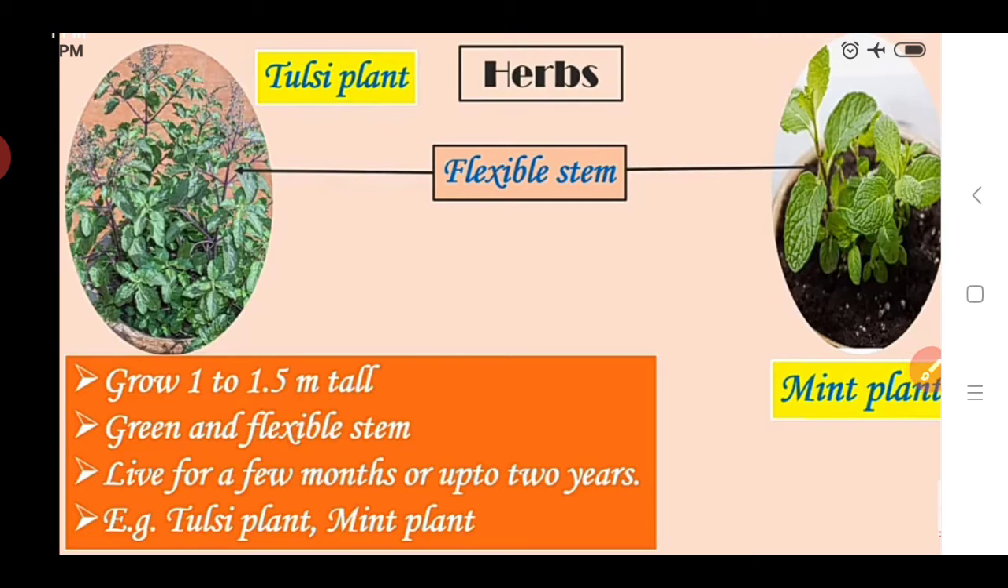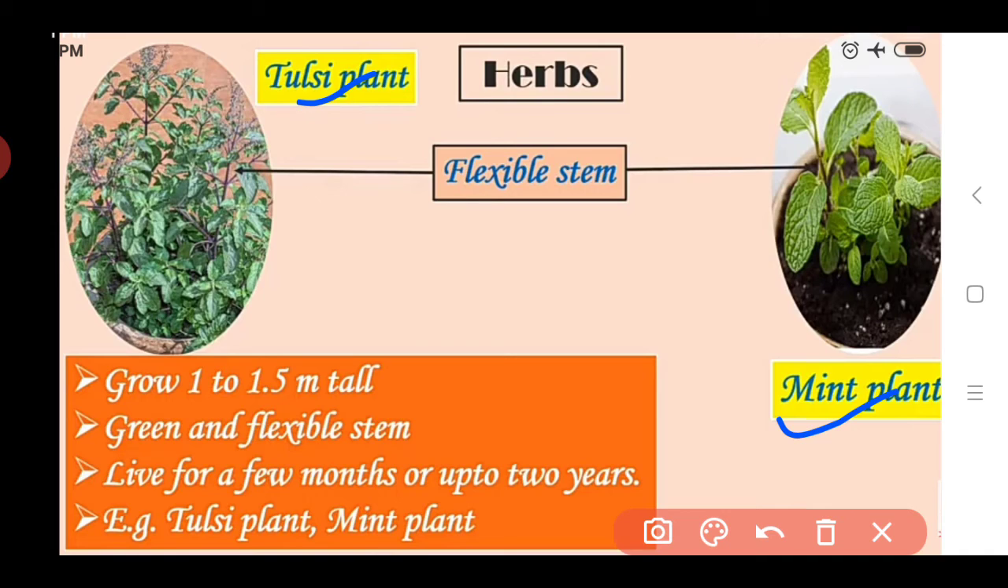The next type is the herbs. The height of herbs is up to 1 to 1.5 meters. If we see the examples, they are the tulsi plant and mint plant. Mint, in Marathi, we say pudina. The height of these plants is 1 to 1.5 meters, and they are smaller than the shrubs.